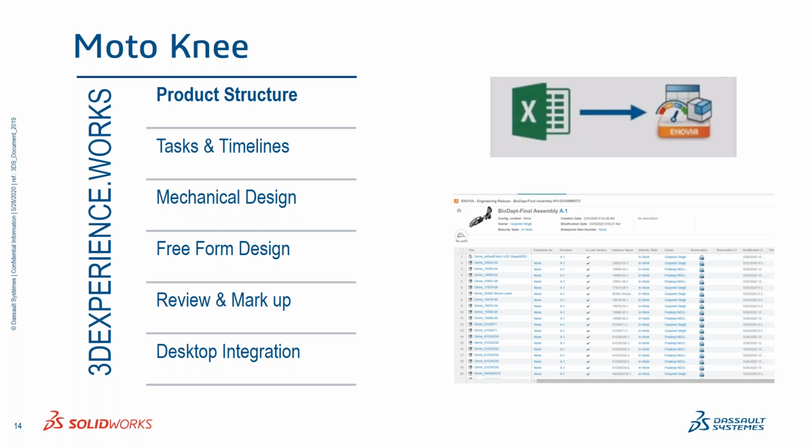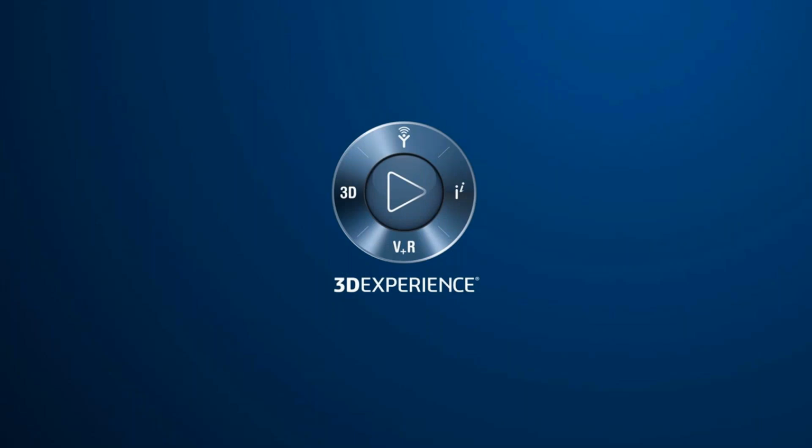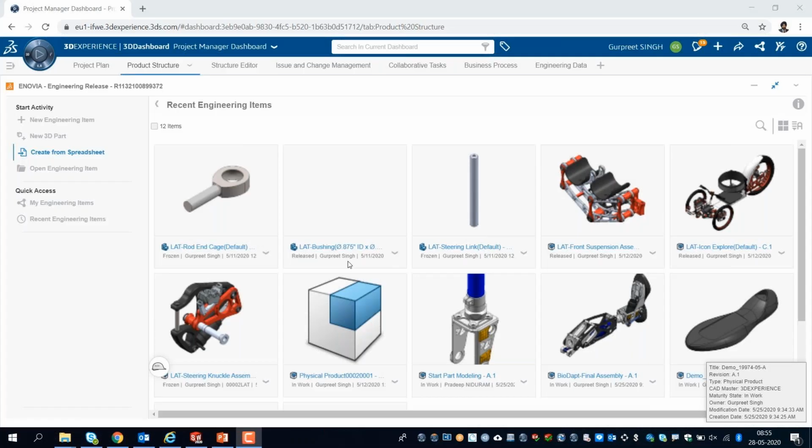So every time, the first thing that we need is a product structure to be there, so that we can work on the project plan, and also the budgeting, and also the bill of material. So let us see how the 3D Experience platform is going to help us over here. So what I'm doing over here is I'll go to the project manager's dashboard, and here I'm using the engineering release application on the 3D Experience platform.